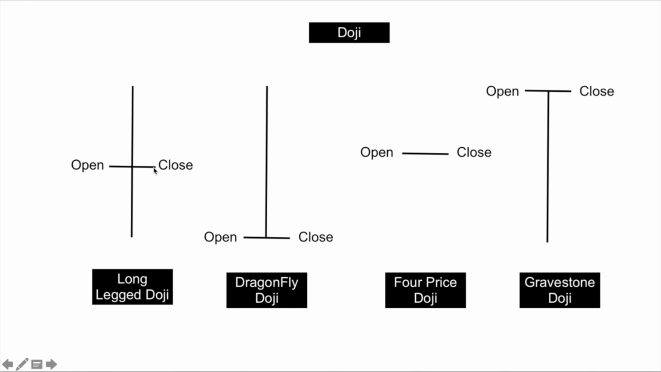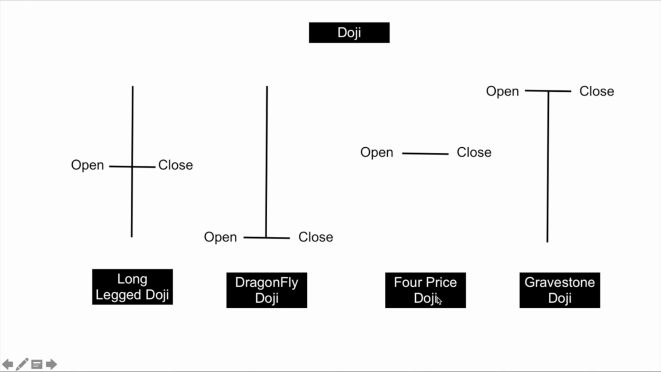So where price opened is where price closed. We can see on the long-legged doji, price has come all the way down here and gone all the way up here, but it's opened and closed in the same area. Dragonfly, we can see price has opened here. The bulls have taken control, but the bears have come back down and it's closed in the same position.